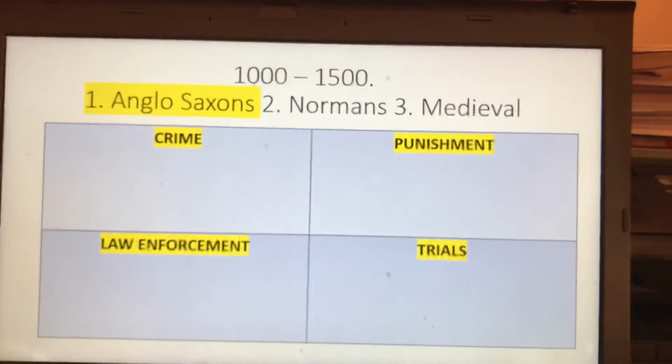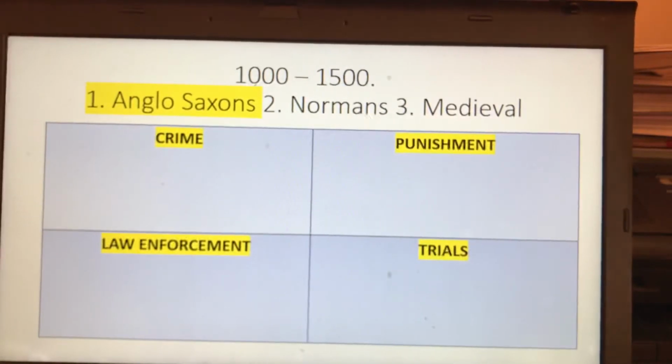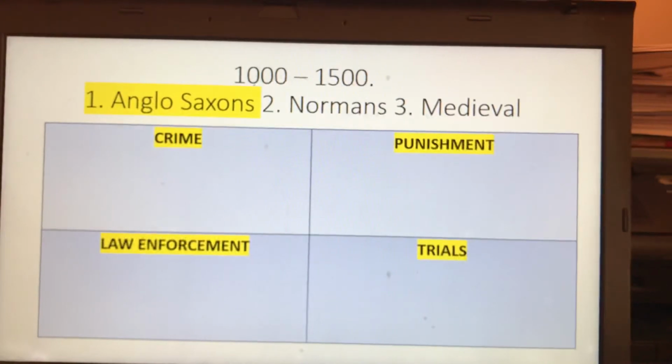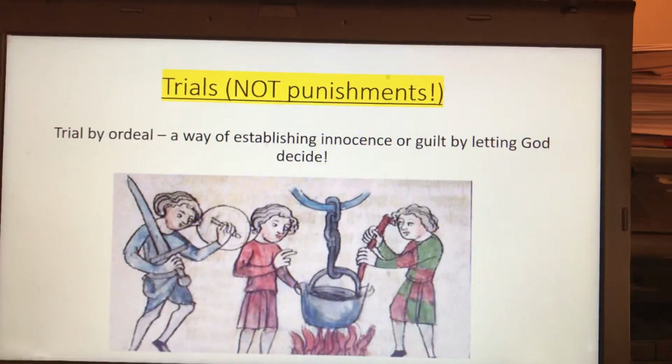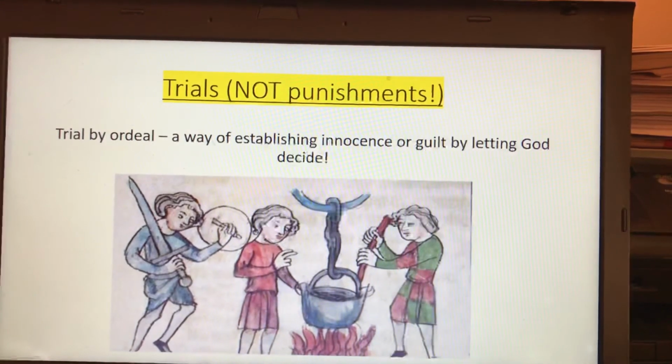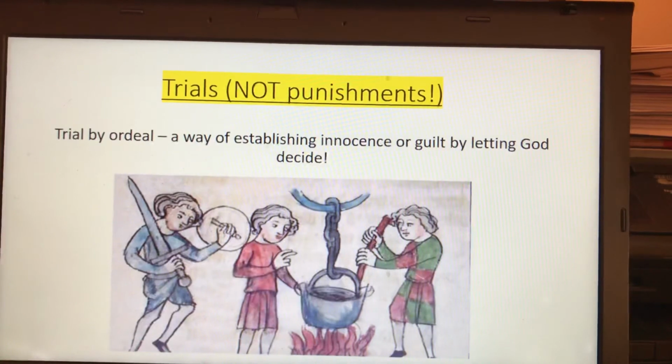So, for this week, you will see that you now need to move on to the last aspect of crime and punishment in the Anglo-Saxon times, and that is trials, putting people on trial once they have been accused of a crime. Now, you'll see from the picture that the trials look almost like punishments because they can be quite brutal, but please be clear in your notes, just as I am here, that these are trials, not punishments.